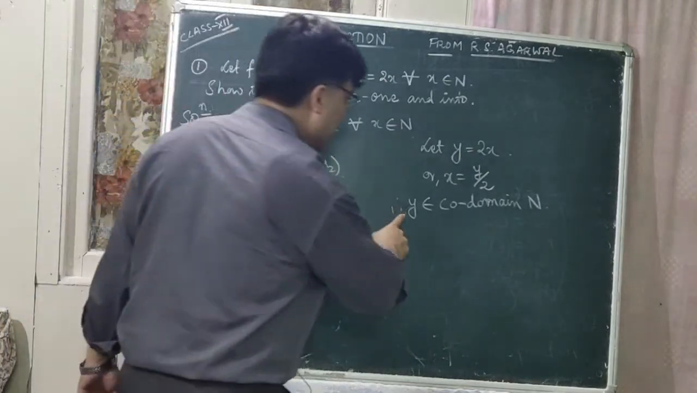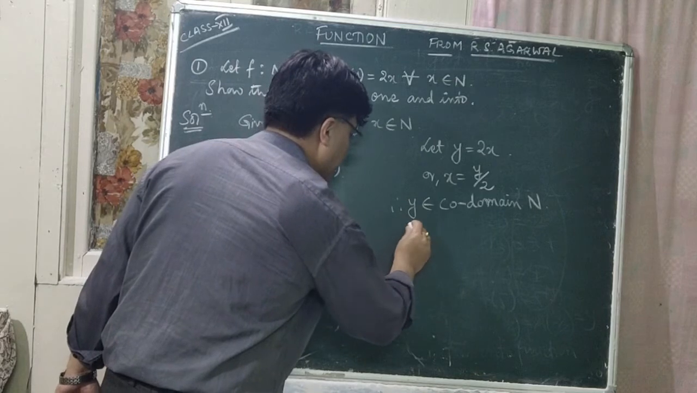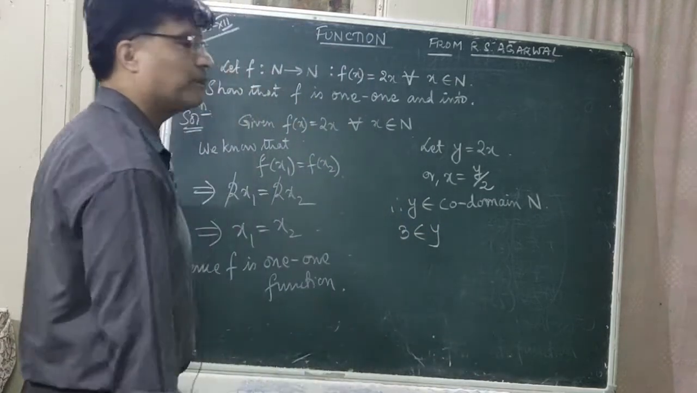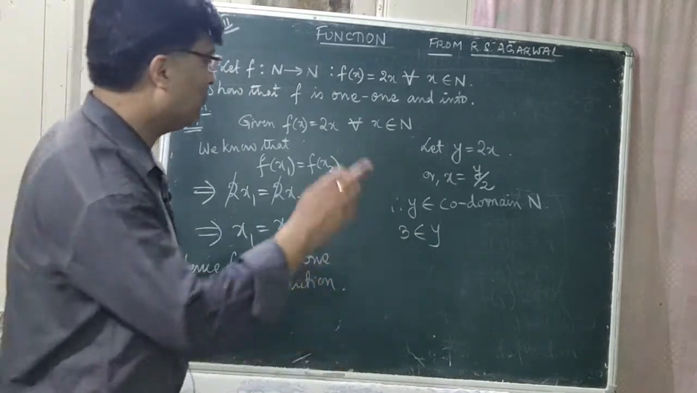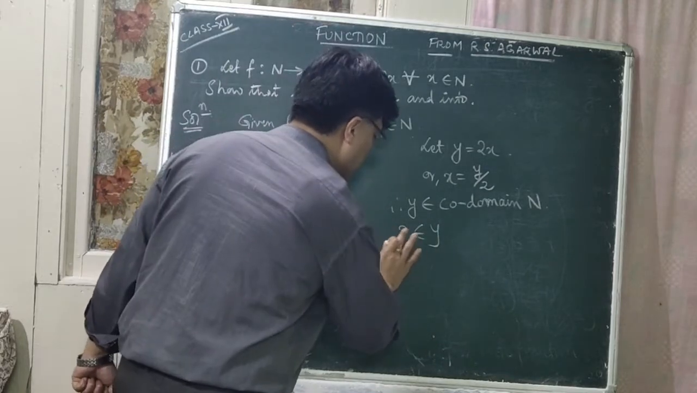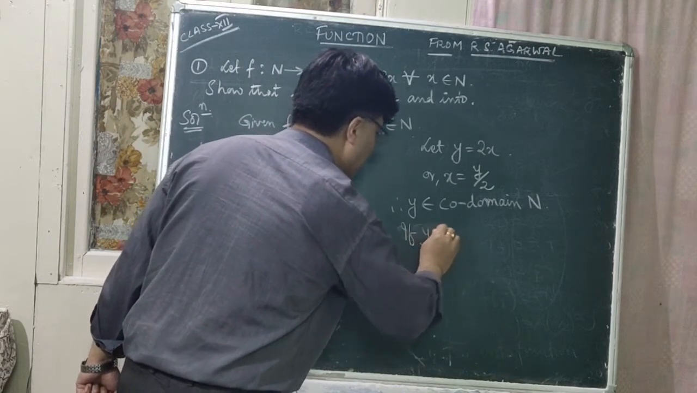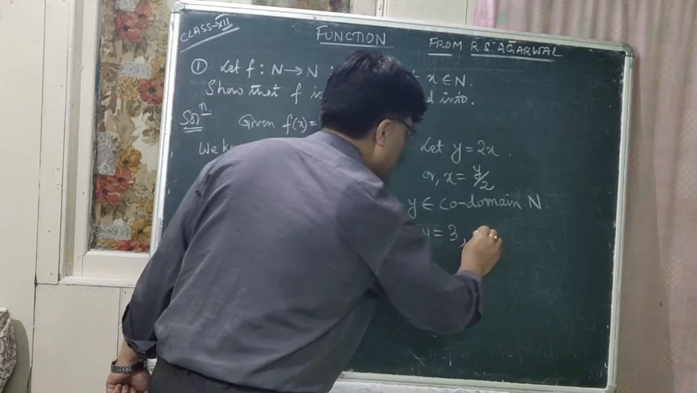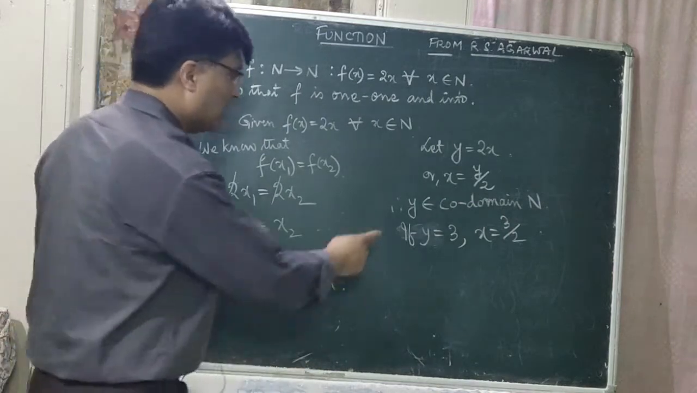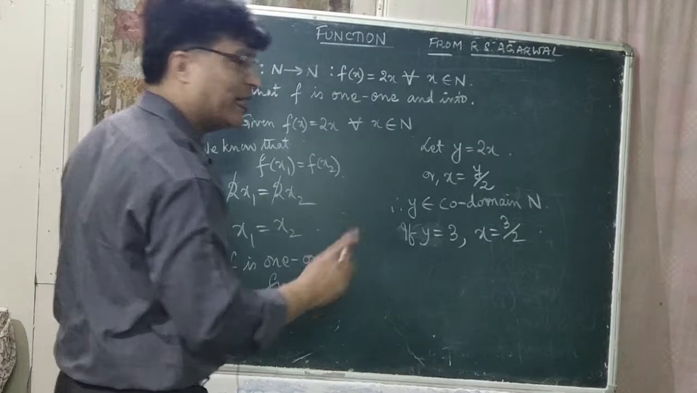Suppose you put y is equal to 3. So you know that 3 belongs to y. If you put y is equal to 3 here, what is the value for x? If y is equal to 3, then x is equal to 3 by 2, isn't it? This y belongs to the codomain N and this x belongs to the domain N.